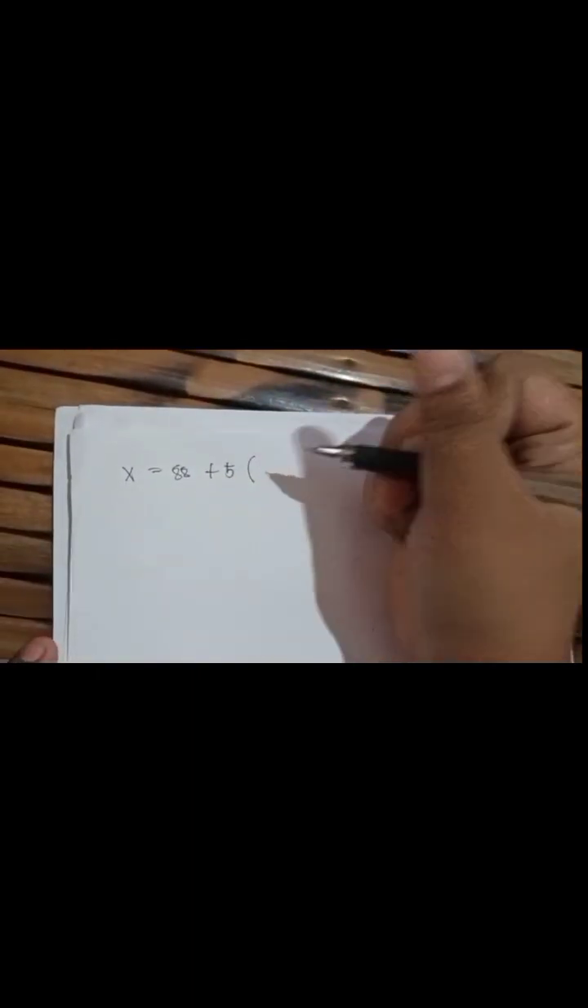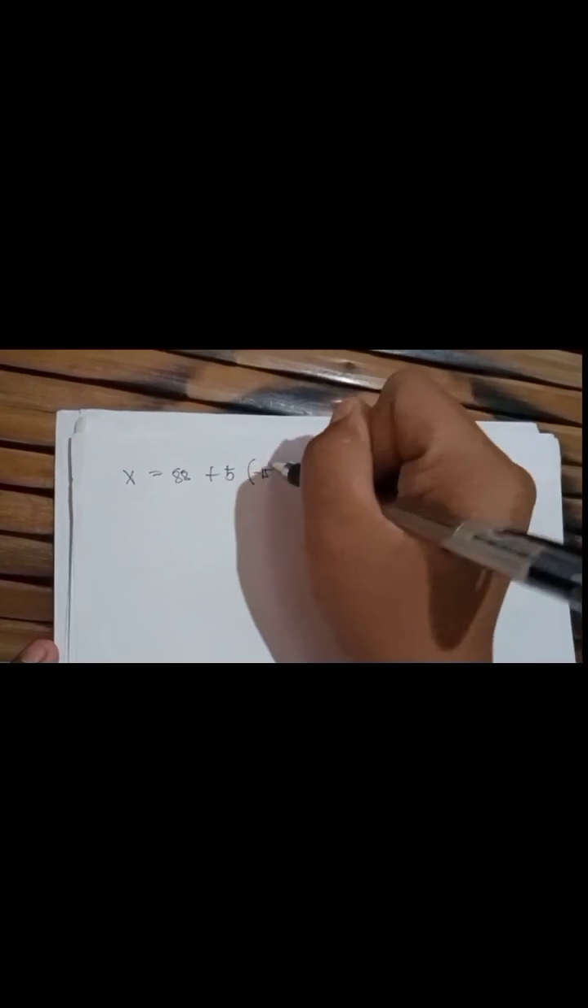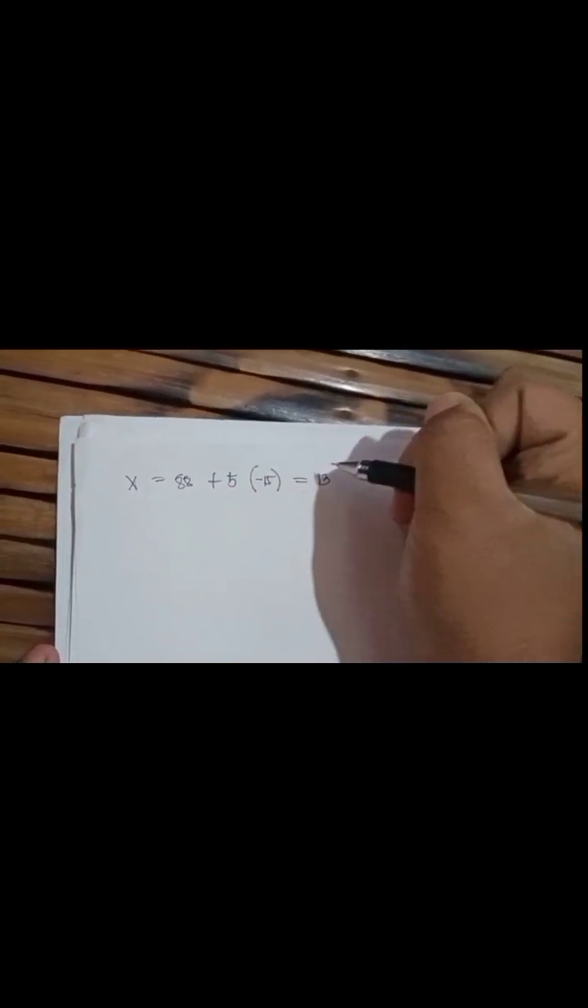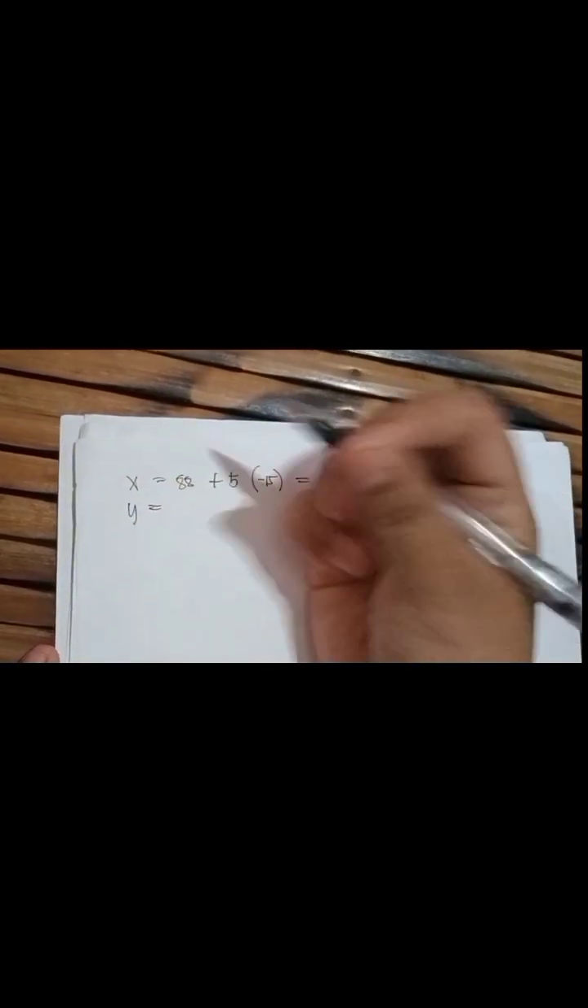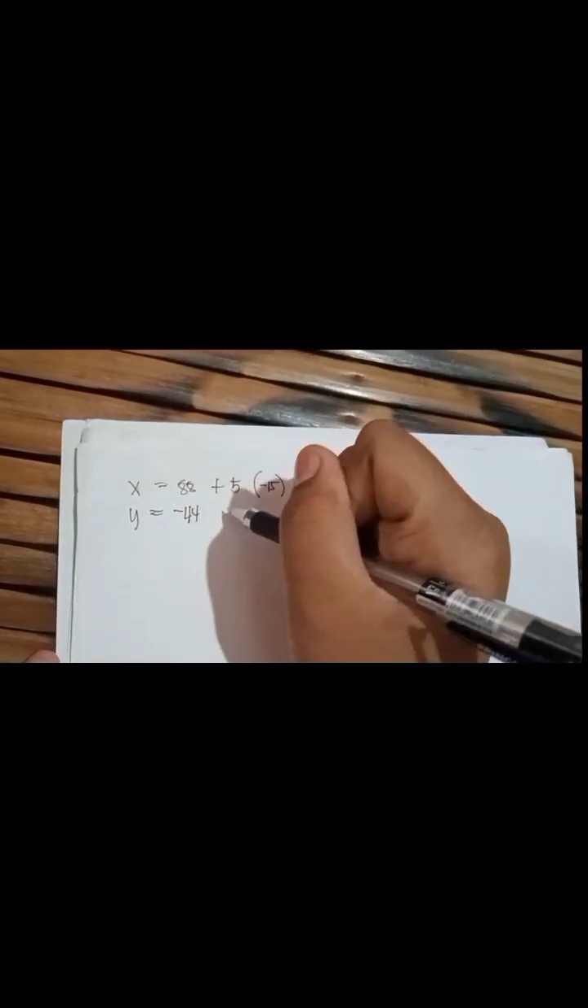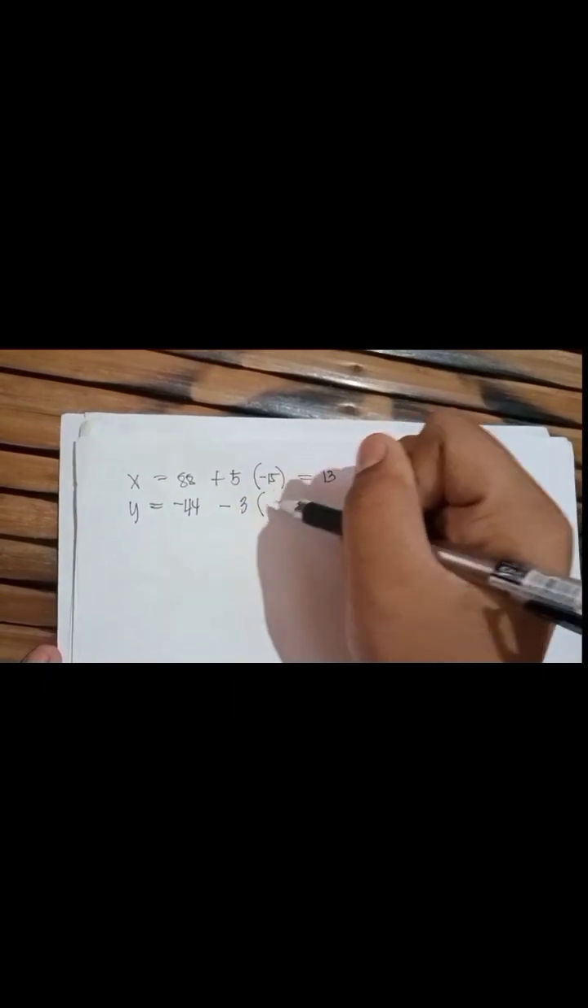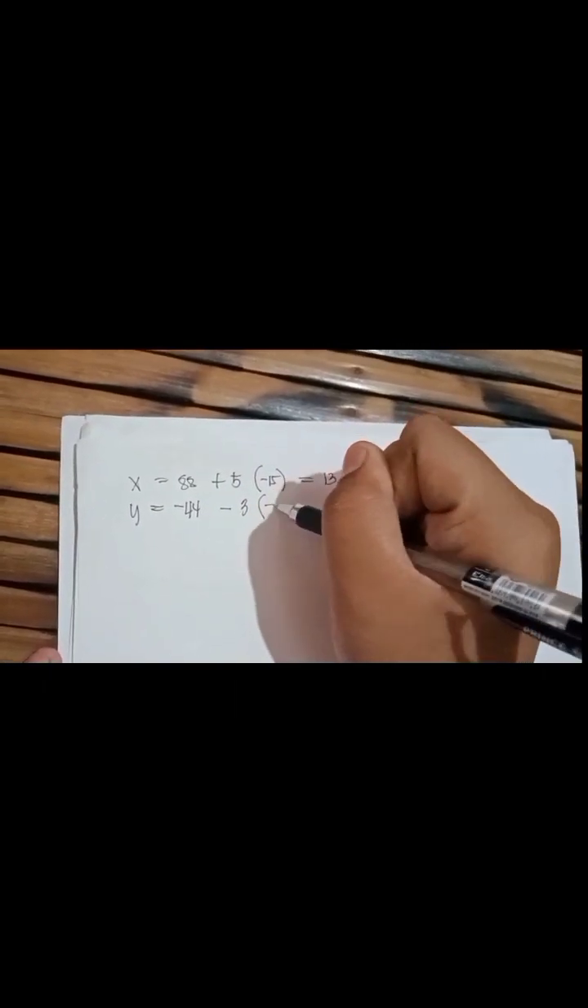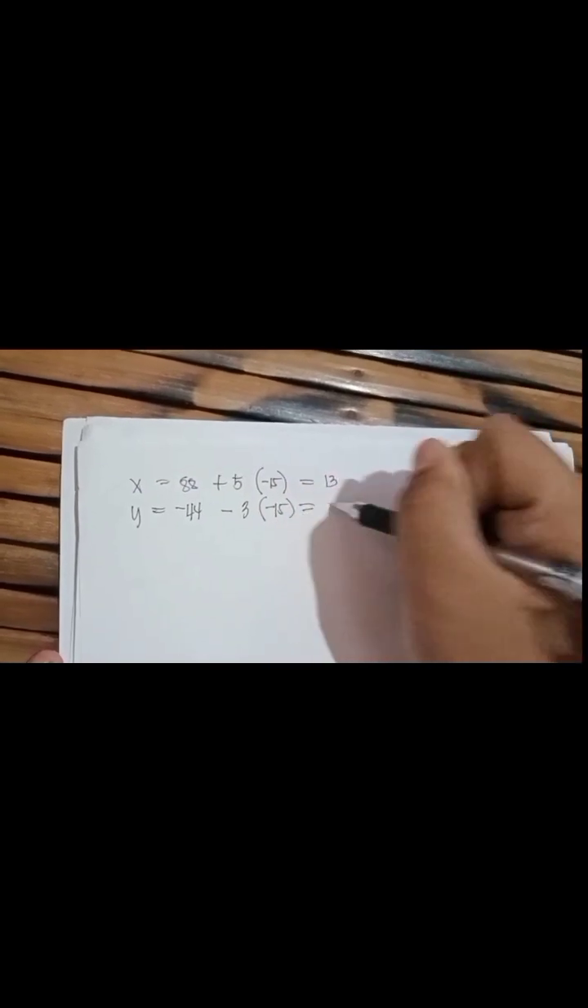Next, we solve to get the number of seedlings. x is equal to 88 plus 5t. Substitute the value of t, which is negative 15, so x is equal to 13. y is equal to negative 44 minus 3t. Let's substitute negative 15, so y is equal to 1.